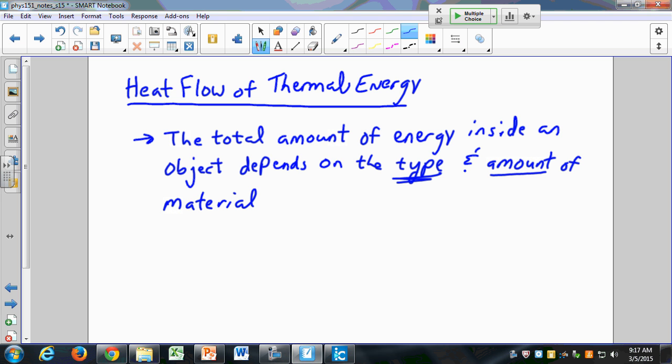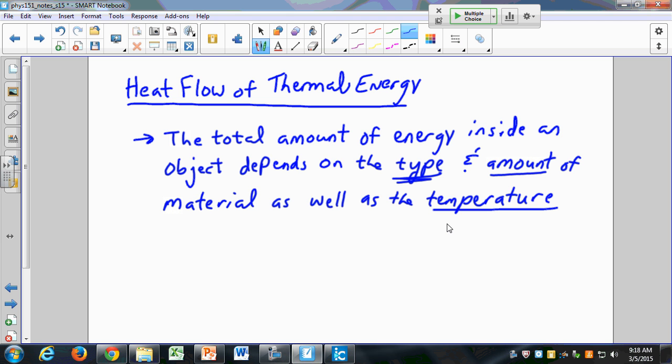As well as the temperature. I don't think we're going to do calorimetry, but this is a statement of the calorimetry equation. You've probably seen this. I'm going to write it. I'm not going to test you on it, but I just want to write it here so maybe it'll jog your memory a little bit.